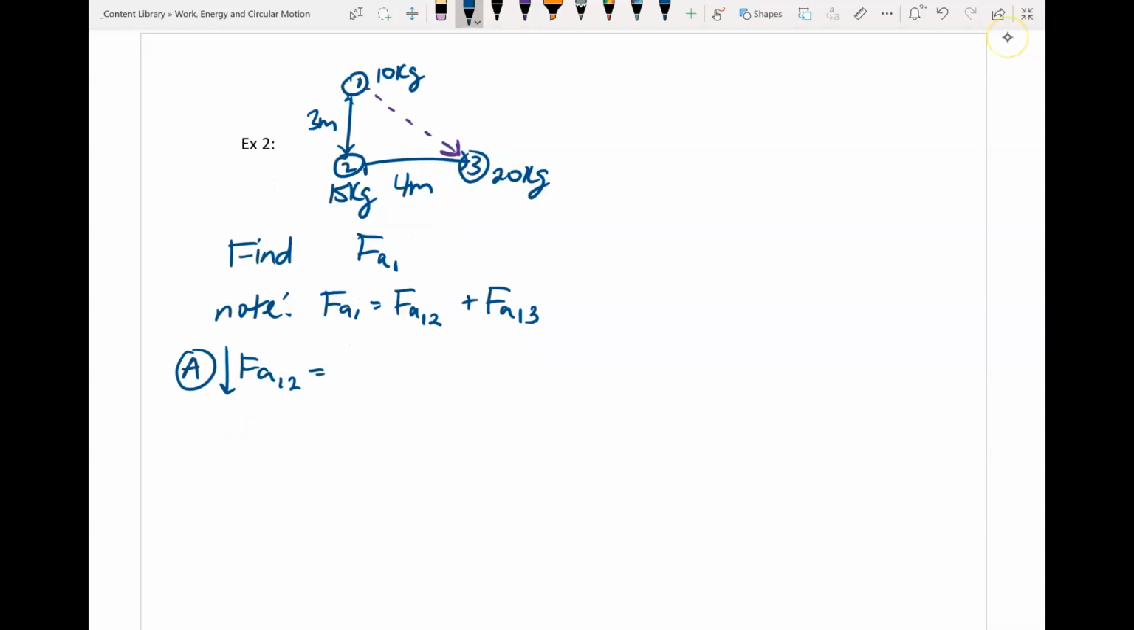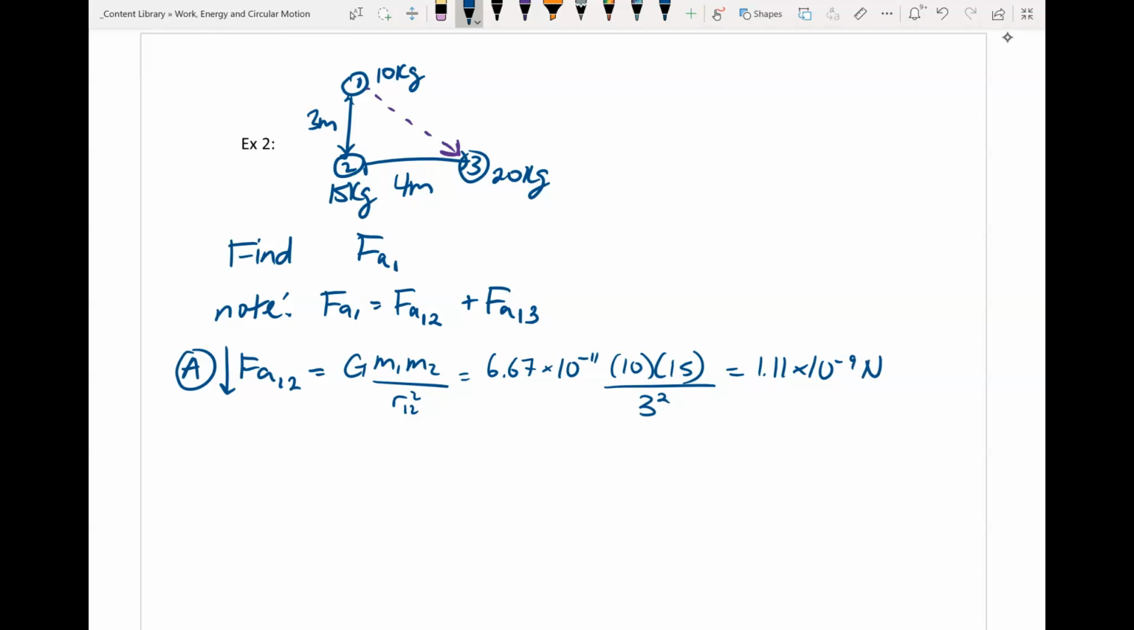G times mass 1 times mass 2 all over the distance between those two masses. Which is 6.67 times 10 to the power of negative 11 multiplied by 10 kilograms multiplied by 15 kilograms divided by 3 squared. This is 1.11 times 10 to the power of negative 9 newtons. And remember, this is a downward direction.